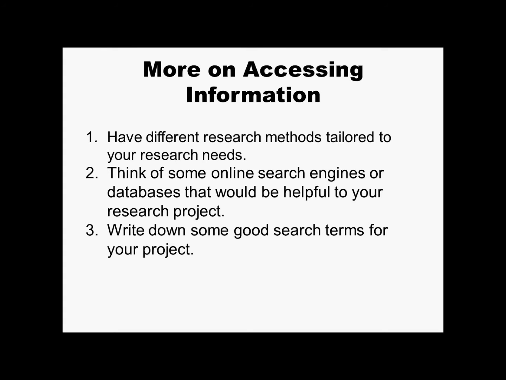Some things to think about. Number 1, have different research methods tailored to your research needs. Yes, you can go to Google for many things, but maybe for your project, it might be best to use an encyclopedia or an almanac for the most current data. Number 2, think of some online search engines or databases that would be helpful to your research project. I suggest looking into Academic Search Premier or Gale Academic OneFile, which could be found in your library databases. Also check out subject-specific databases for your college course.